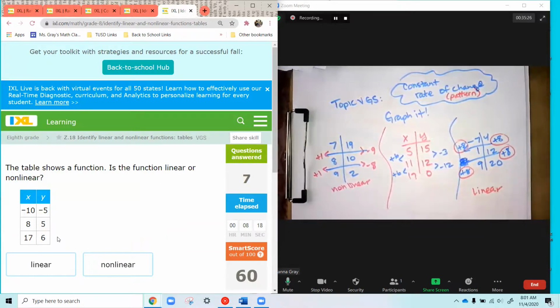So hopefully that makes sense. Just be careful to go through the table and make sure you understand how it's changing.